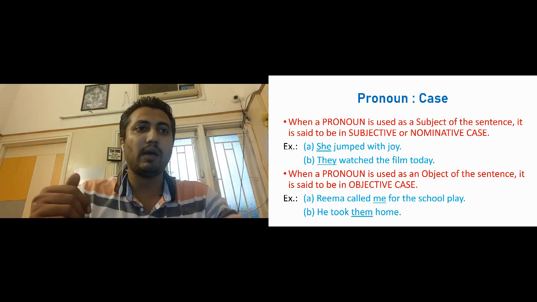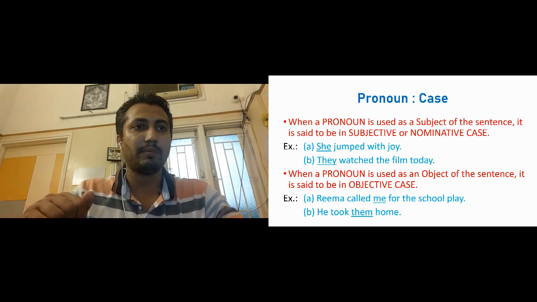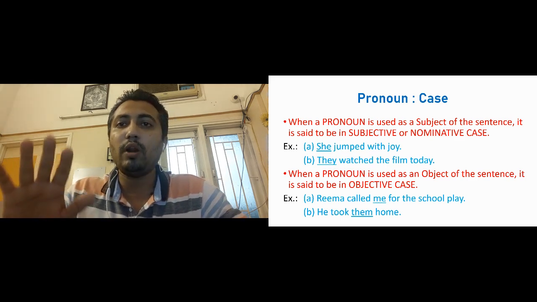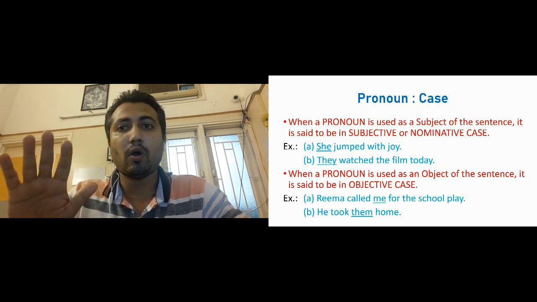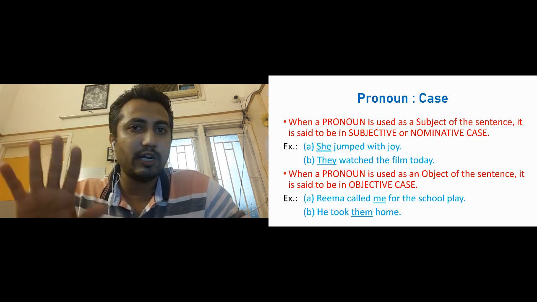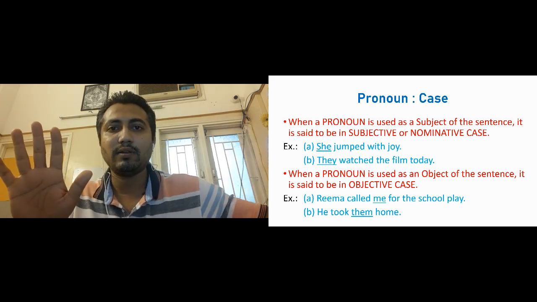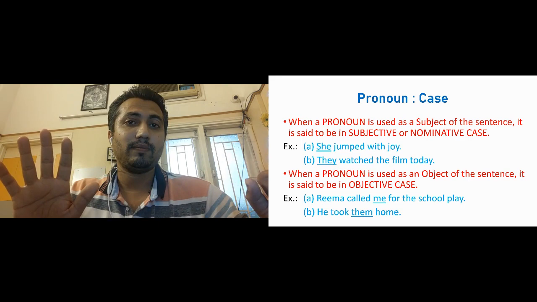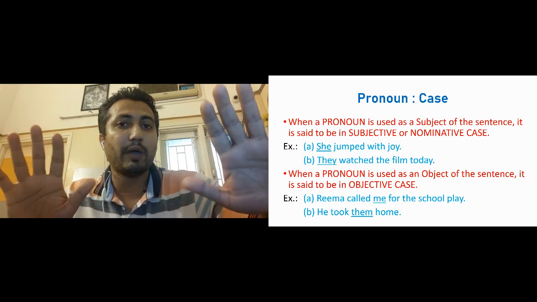Now, next example. Look at the next set of examples. Rima called me for the school play. Who called? Who is the doer of the action? Rima. So, Rima is the subject. Whom did Rima call?